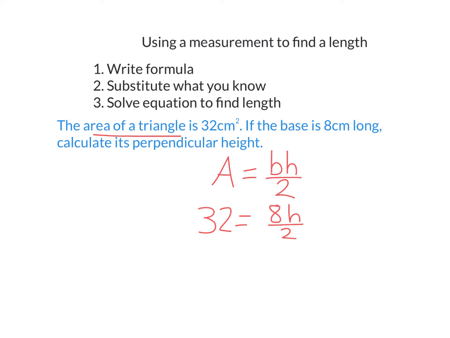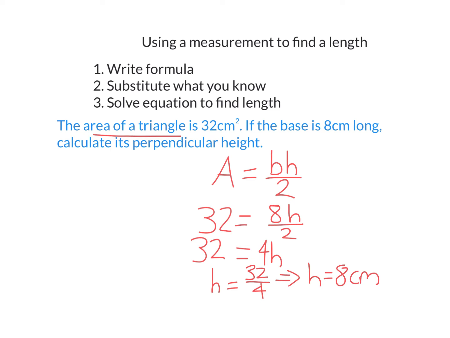So here we have an equation to solve. Note that 8h divided by 2 is just 4h. 8 divided by 2 is just 4. So I've got 32 equals 4 times h. In other words, whatever the perpendicular height is, when you multiply it by 4, you get 32. So what number do you multiply by 4 to get 32? Well, if you don't know off the top of your head, just do the opposite of what's been done to h. h was times by 4, so we're going to divide by 4. H is just 32 divided by 4. It'll be 8 centimeters because everything else was in centimeters or centimeters squared. So the perpendicular height must be 8 because 8 times 8 divided by 2 gives you 32.